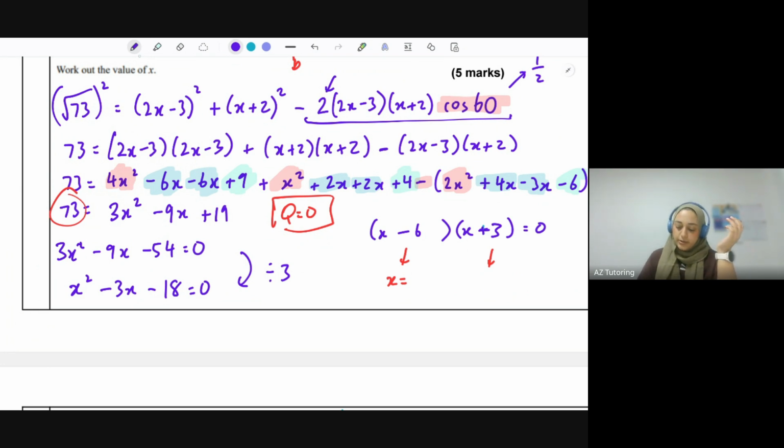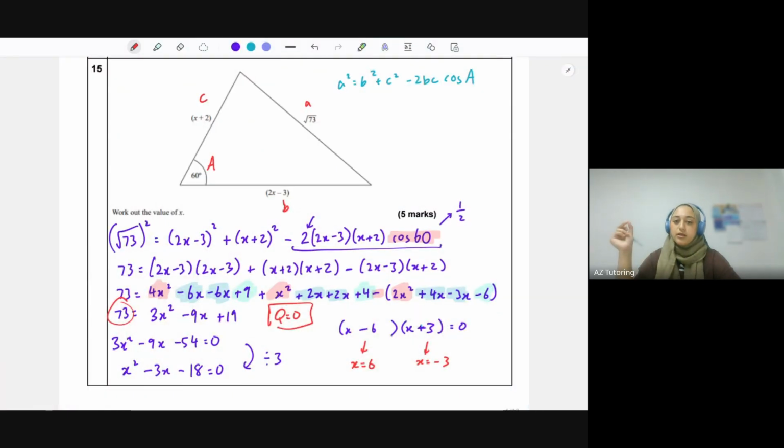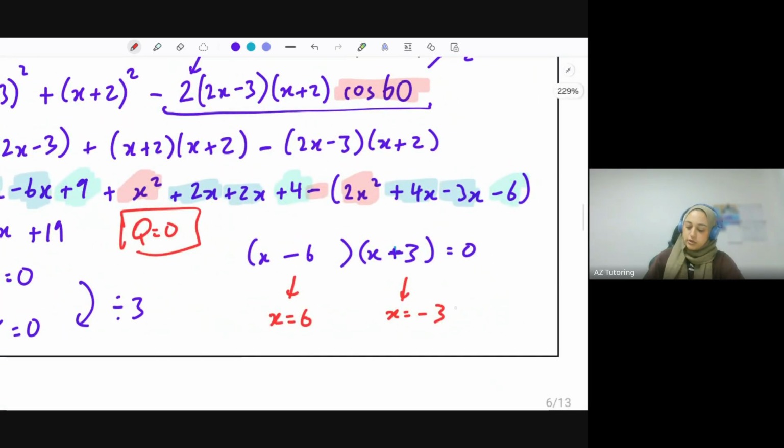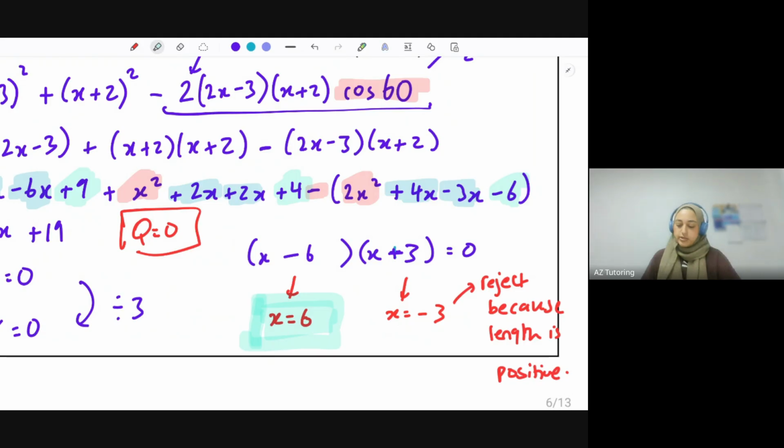Remember, we take the opposite sign. Now, we can't have 2 answers for x. It's a triangle we've got. So how can there be 2 answers? Now, what you need to think is triangle length has to be positive. So therefore, I'm going to reject the negative answer because it's a triangle, and length is positive. So my final answer is x equals 6.